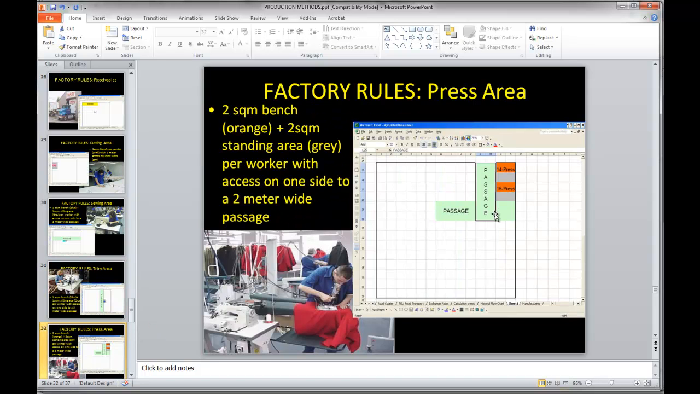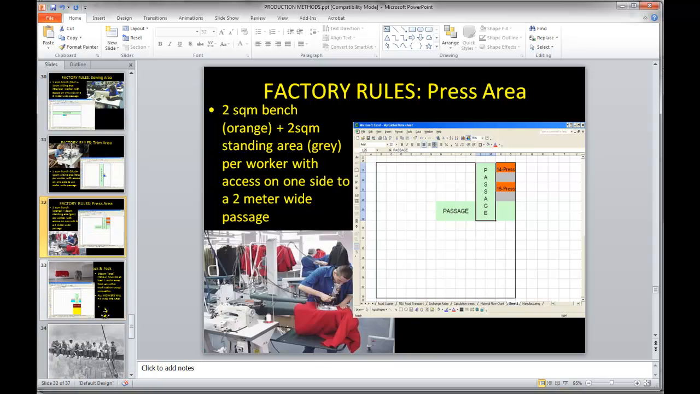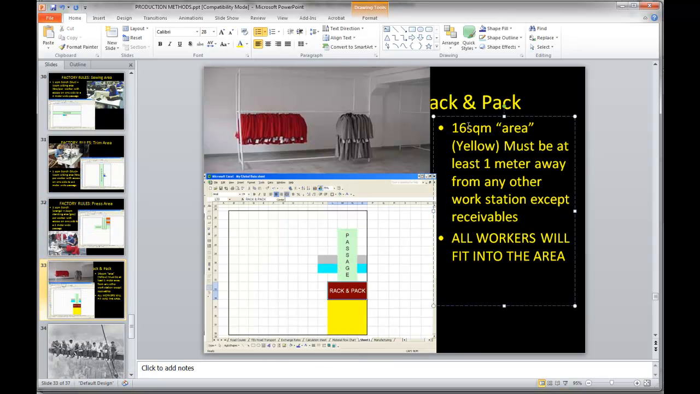And the press area, which is the orange area, is the actual ironing board, like here, and the grey area is where they stand next to it. And again, they have to be next to a passage. From the press, it needs to go to a rack and pack, which should be 8 squares, not 16, sorry. So it can be 4 by 2 or some other place, but it needs to be next to the receivables, so it's close to the truck.